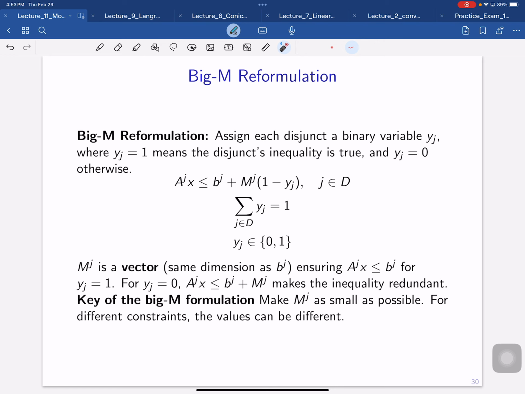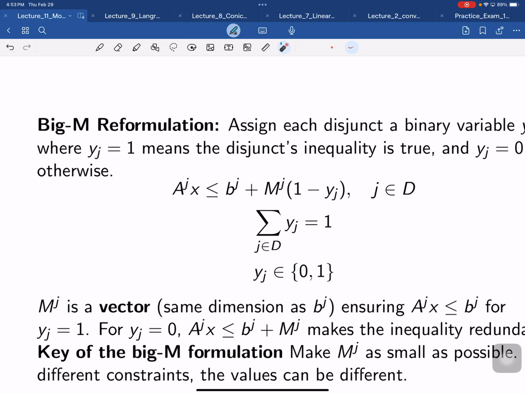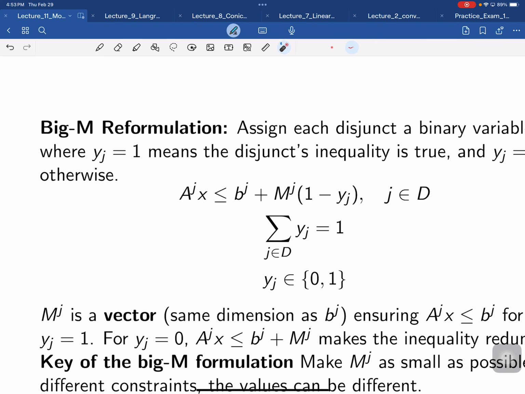Here's the big M reformulation. We can create a binary variable to represent which disjunction we are in, or which polyhedral set the variable x is in. And it comes with some big M parameter as well. But the trick here is, how do you pick the big M parameter, right?